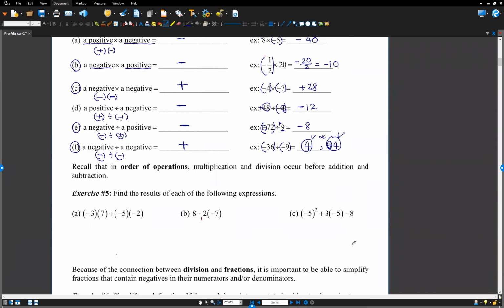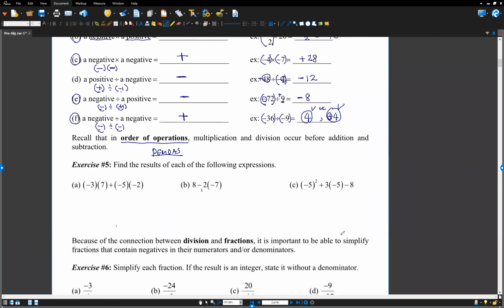So we're gonna try order of operations. We're gonna use PEMDAS. That's the order of operations. Find the result of each of the following. Now everybody try number 8, and when you got the answer, you can give it to me, okay?